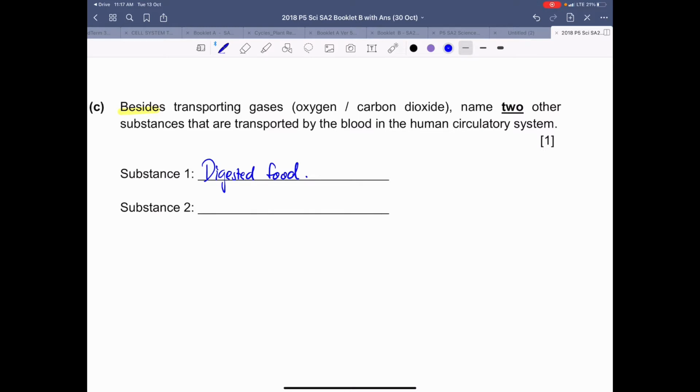Okay, you cannot say the gases. Okay. Now, what else can you put inside? Okay, you have waste products, very good. You can put glucose. I accepted glucose because it's a very high level answer, well done. Okay, you can say many things. You can say water. You can even say mineral salts.